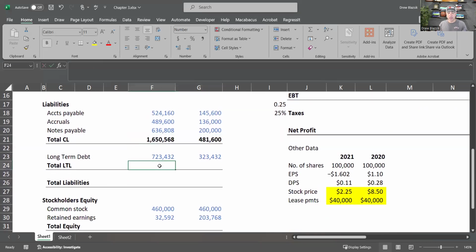Next, we've got long term. Typically, these are going to be bonds and long-term debt. There are a lot of things you might see.